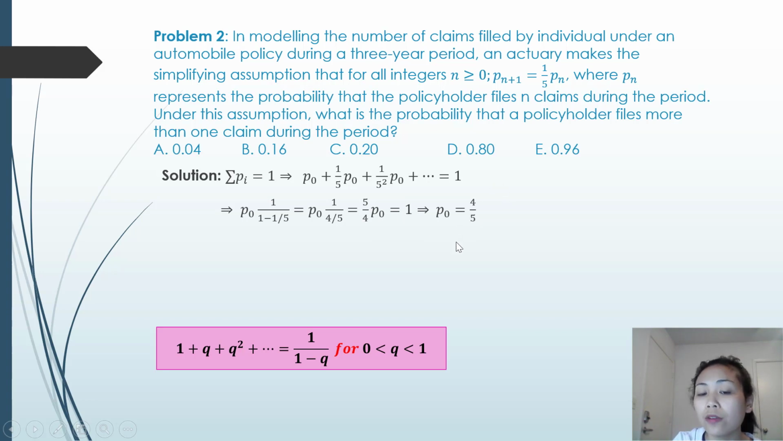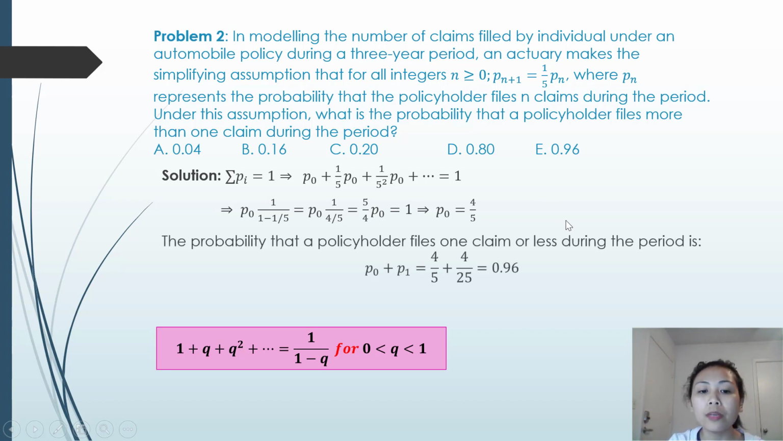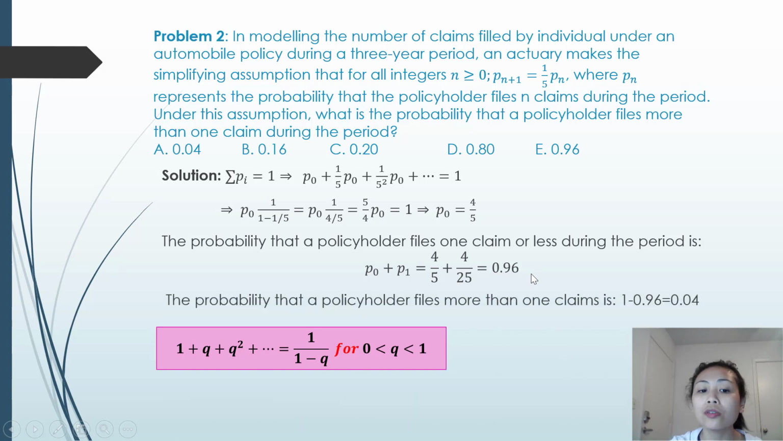So since we have the initial point p0, we will be able to find any probability at any single point. So now the probability that a policyholder files one claim or less during the period is P0 plus P1. P0 is 4/5, and P1 is 4/5 times 1/5, which is 4/25. So the sum of these two is 0.96. So using the complement rule, the probability that a policyholder files more than one claim is 1 subtract 0.96, which is 0.04. So the answer is A.